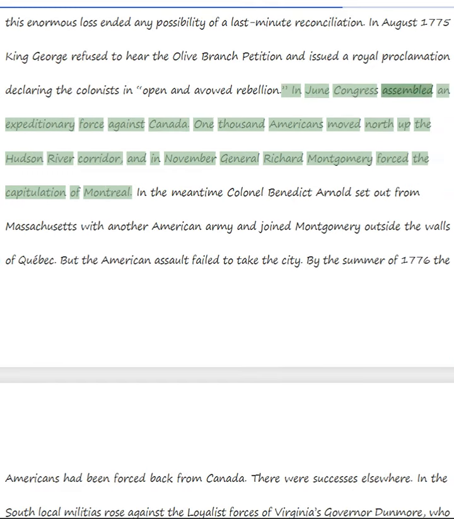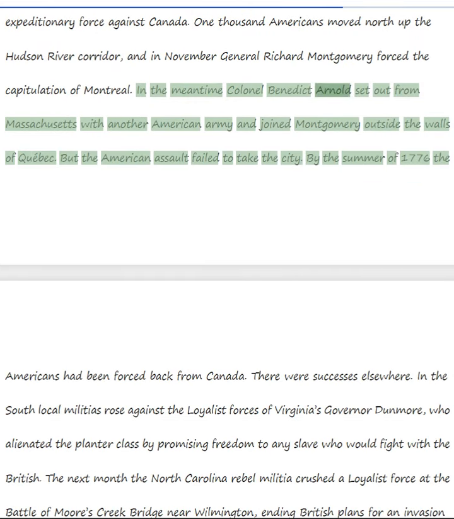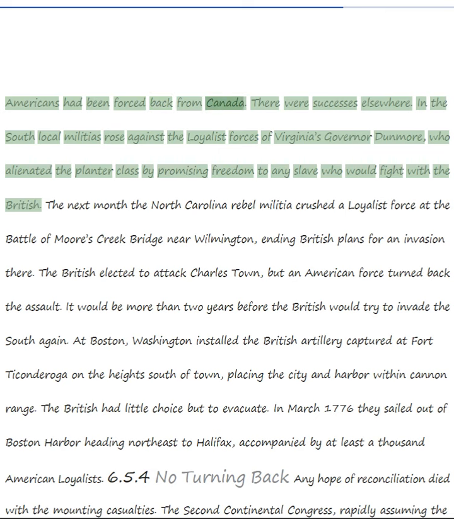In June, Congress assembled an expeditionary force against Canada. 1,000 Americans moved north up the Hudson River corridor, and in November General Richard Montgomery forced the capitulation of Montreal. In the meantime, Colonel Benedict Arnold set out from Massachusetts with another American army and joined Montgomery outside the walls of Quebec. But the American assault failed to take the city. By the summer of 1776 the Americans had been forced back from Canada.